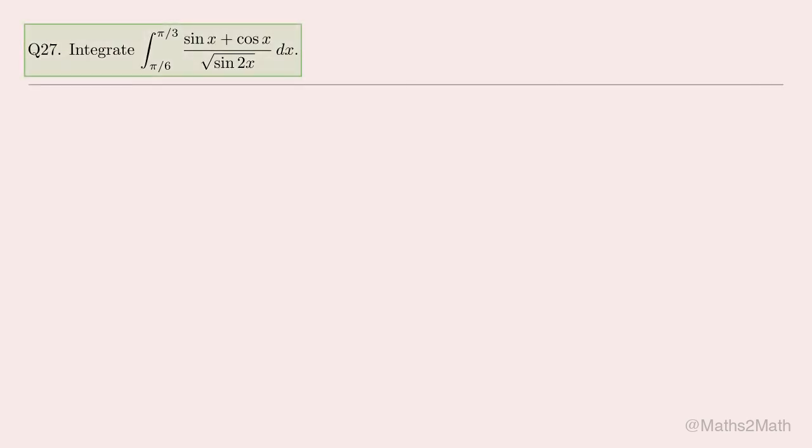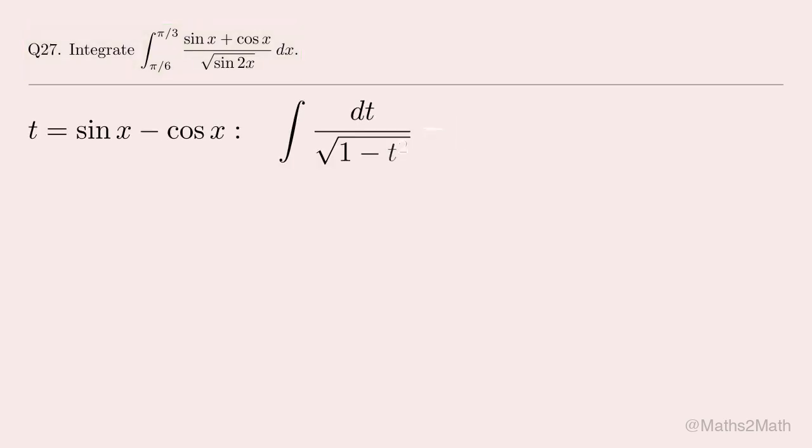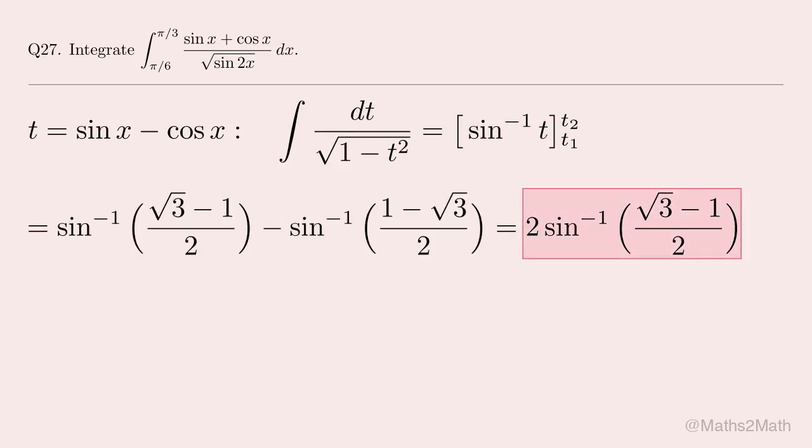Question 27. Sine 2x is 1 minus sine minus cosine squared. The numerator is the derivative of sine minus cosine. With t as sine minus cosine, the root becomes root 1 minus t squared. The symmetric limits give twice 1 arcsine.